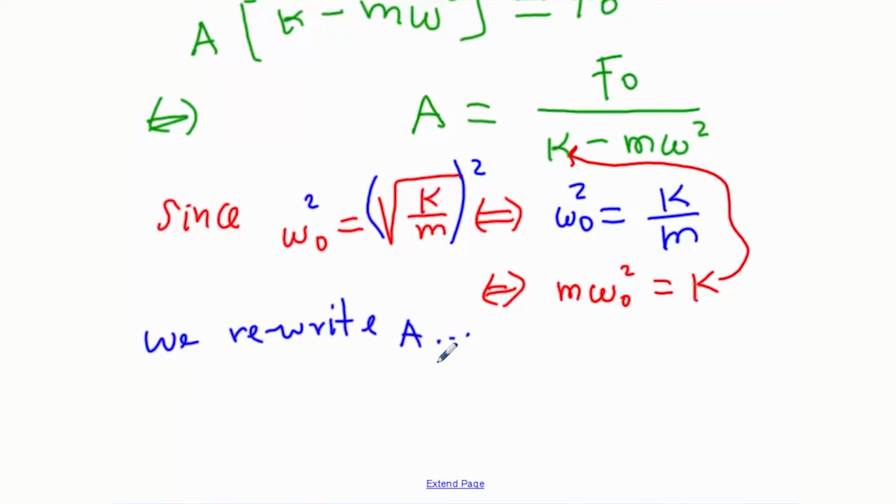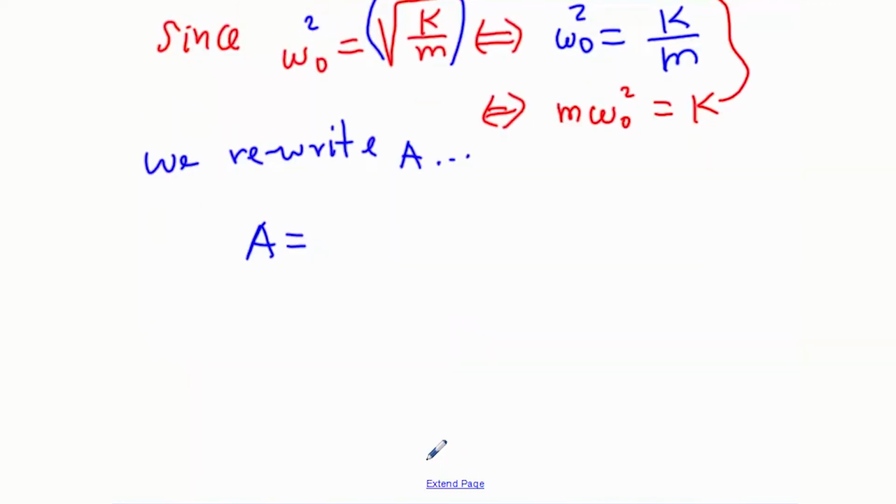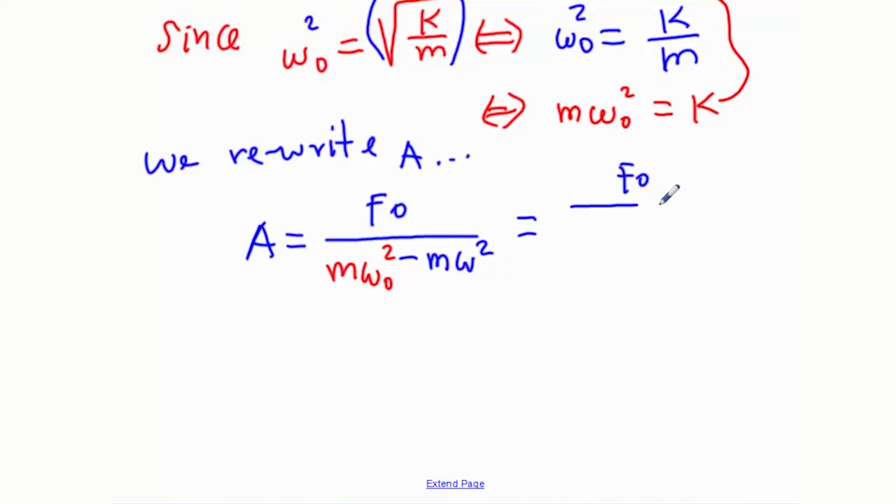A, meaning that now we can write A equals F0 over m omega 0 squared. Maybe I should write that with a different color, just to be more colorful, okay? So we write k as m omega 0 squared minus m times omega squared. And so then, in a more compact form, the denominator could be expressed as m times quantity omega 0 squared minus omega squared.